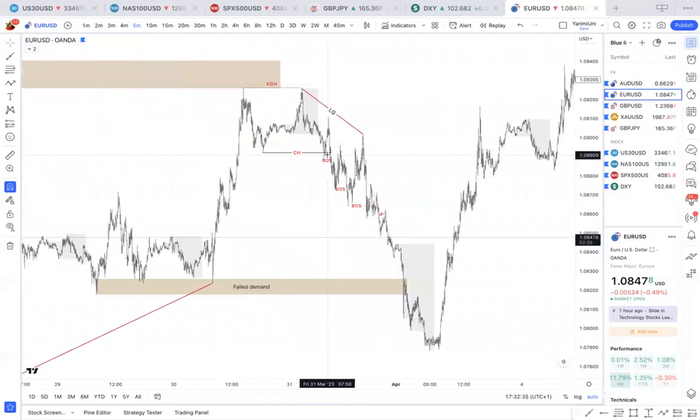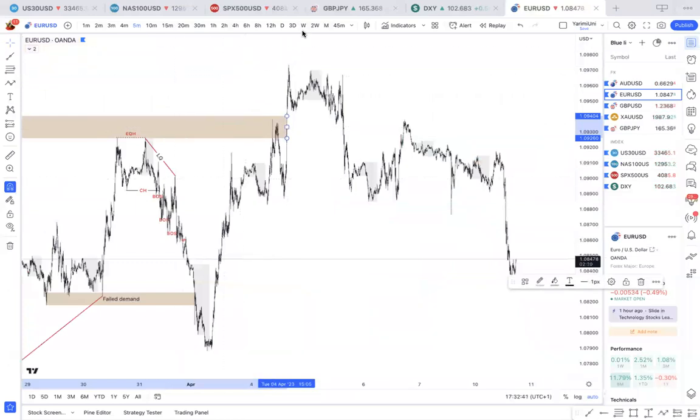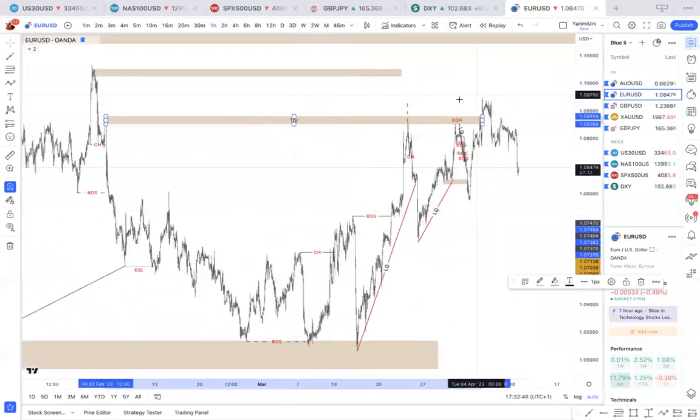This liquidity got taken out. This equal high here got taken out, and the supply zone got taken out. So what have we tapped into above here? An imbalance. An imbalance that was right here.